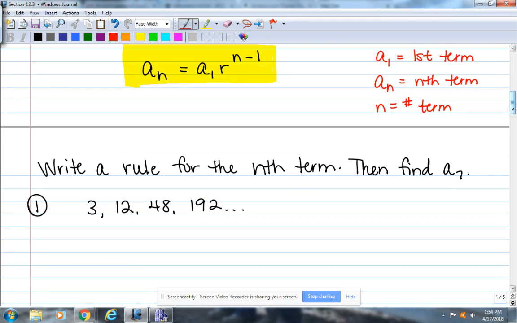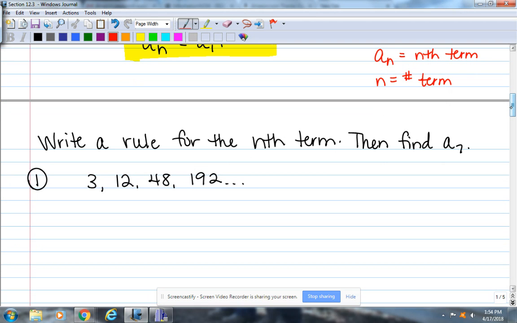So they start us with a sequence here, and they want us to write a rule and then find a sub 7. That means the 7th term. So remember from yesterday, when we're writing a rule, we leave n's alone. Okay, so we're going to use the formula a sub n equals a sub 1 times r to the n minus 1. But we're going to leave the n's as n's.